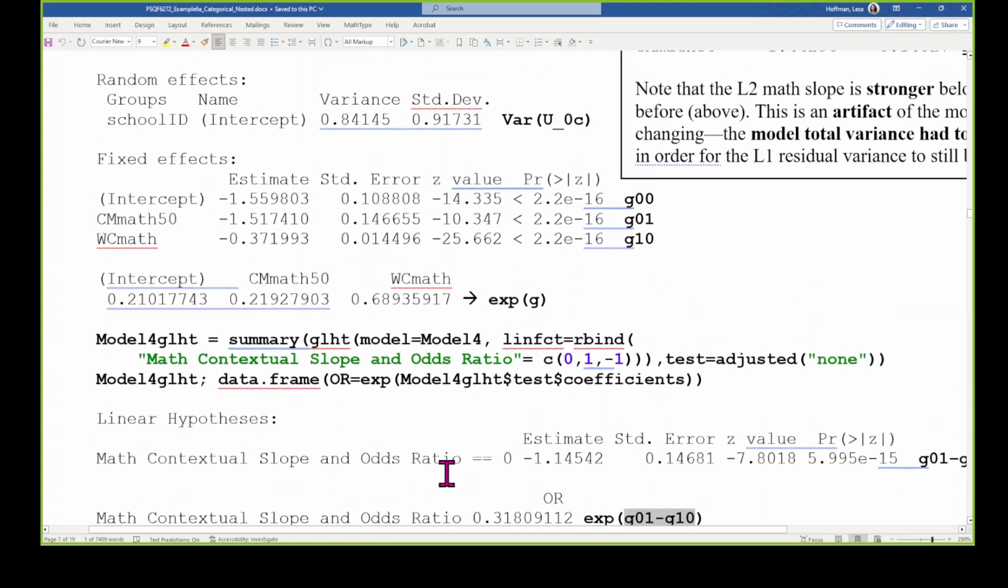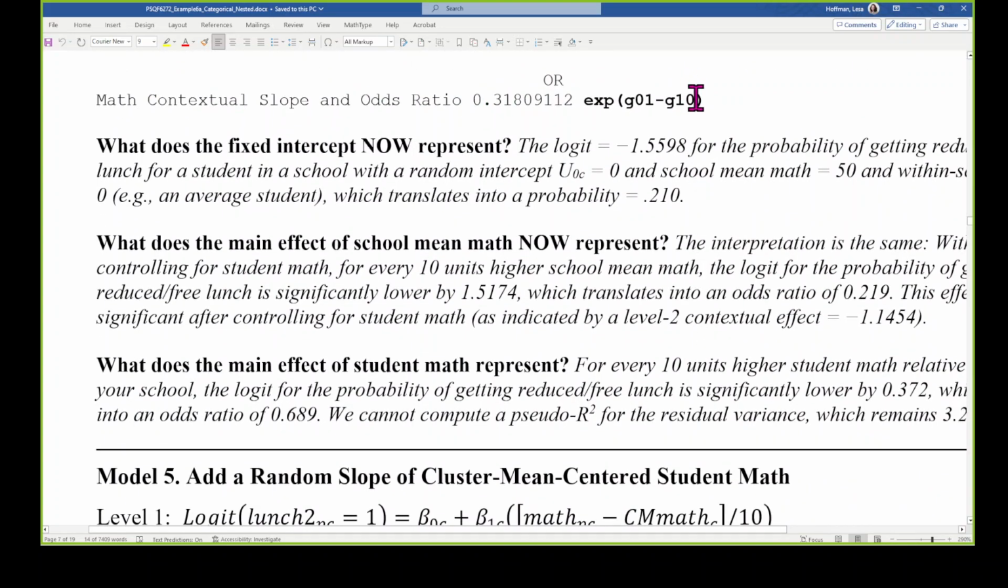Okay, so putting it all together, I can talk about this contextual effect in 2 different ways, and I have this in the words that go down below. If I want to talk about it as a difference between these two slopes, I can do that, right? If I want to talk about a contextual effect as a difference, given that that's literally how I made it.